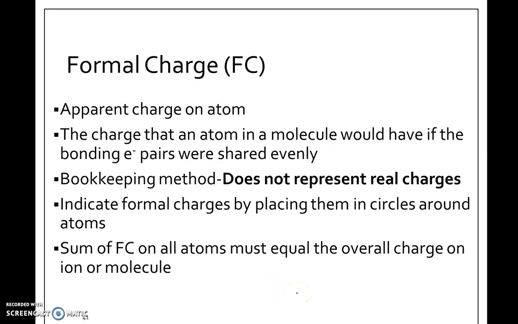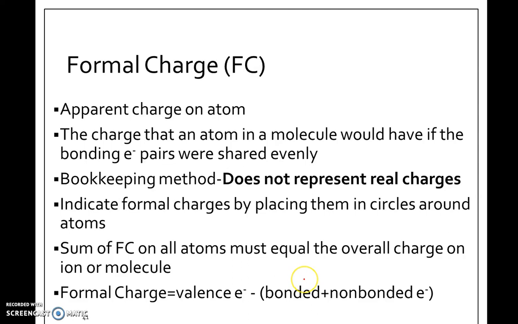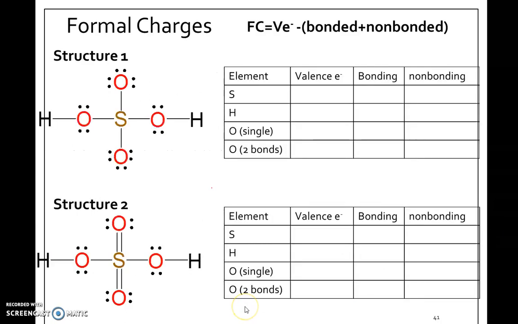So in order to calculate the formal charge of the atoms, we have this following equation. The formal charge is equal to the number of valence electrons minus the bonded and non-bonded electrons. So we can talk about that in terms of what we just covered with hydrogen sulfate, or if it's an aqueous solution, sulfuric acid. So we know how many valence electrons from the element. You should be able to tell at this point it's the group number.